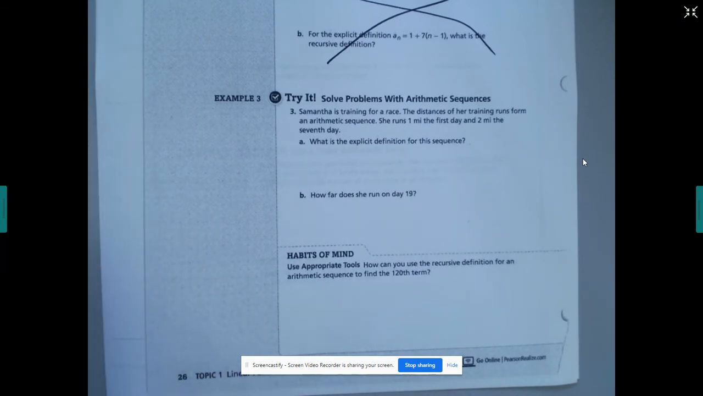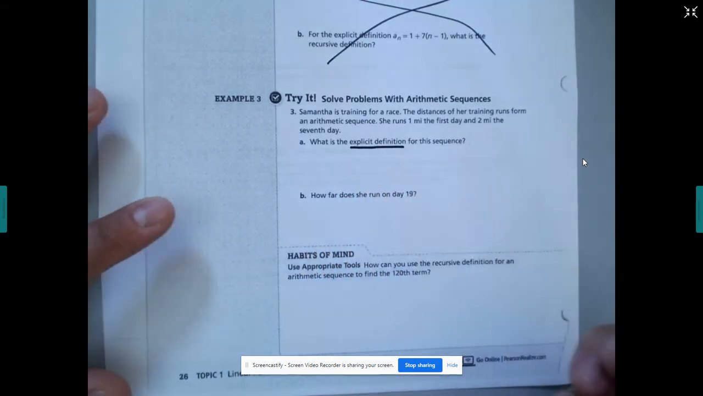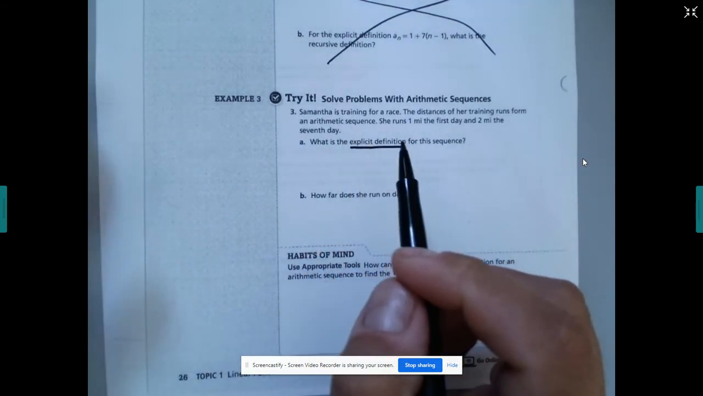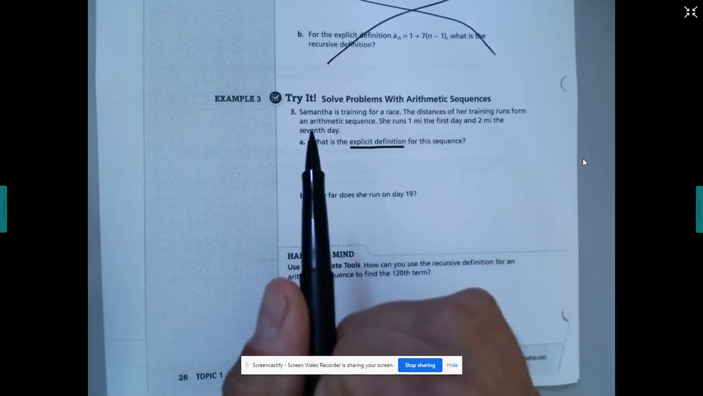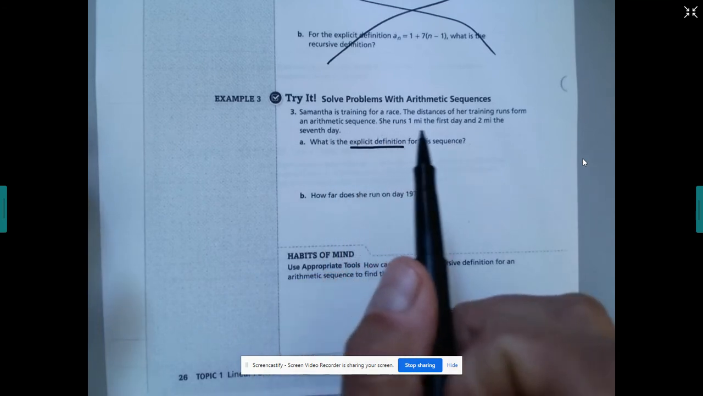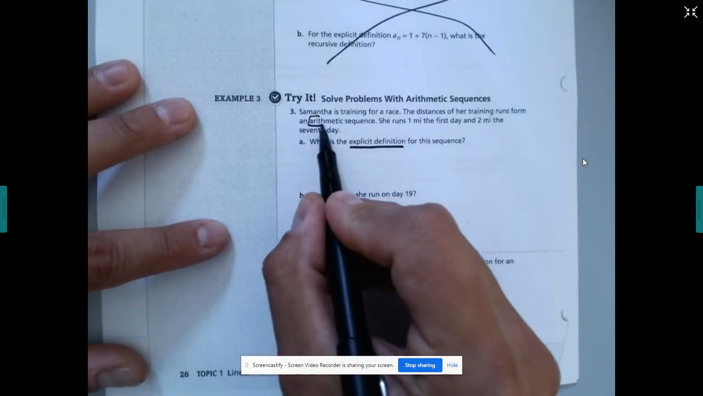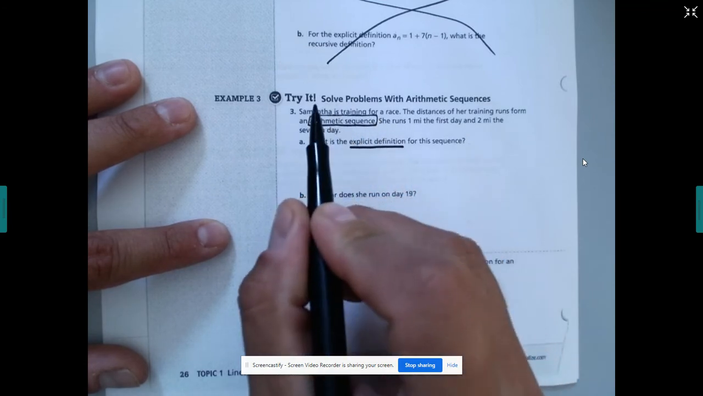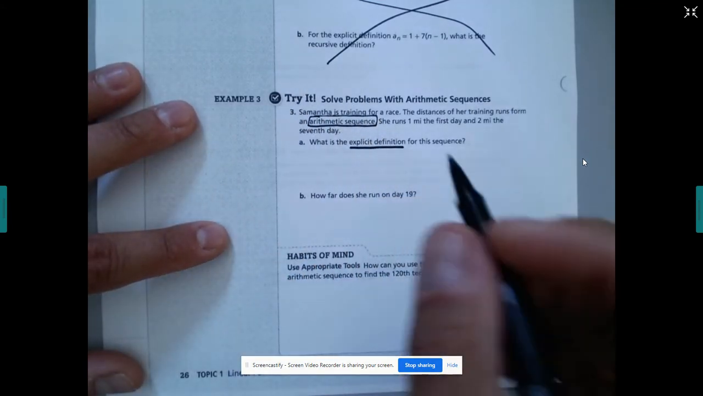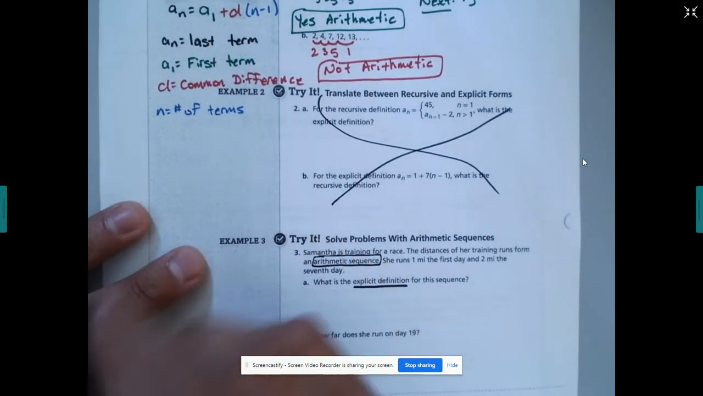The first question says write the explicit definition. So Samantha is training for a race. The distances of her training runs form an arithmetic sequence. She runs 1 mile the first day, 2 miles the 7th day. So they tell us right here that it's an arithmetic sequence. So we know right away that we have to use that formula that we just wrote down up here.